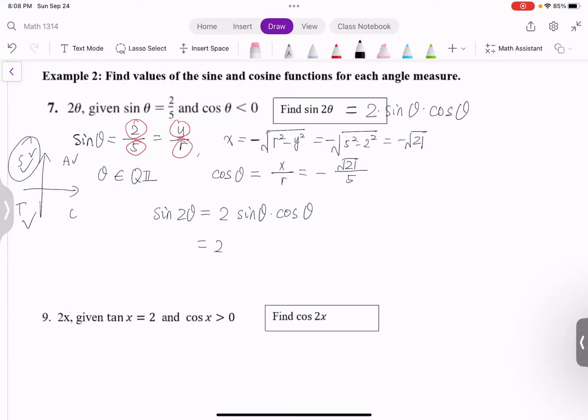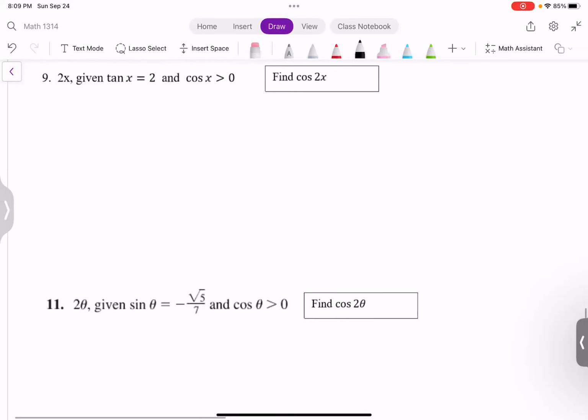And we have 2 times, so sine theta is given as 2/5, and cosine theta is negative square root of 21/5. Let's do the simplification. We have a negative solution. The bottom multiplied by the bottom is 25, and the top multiplied by the top. So it's negative 4 times square root of 21 over 25. So this is a solution.